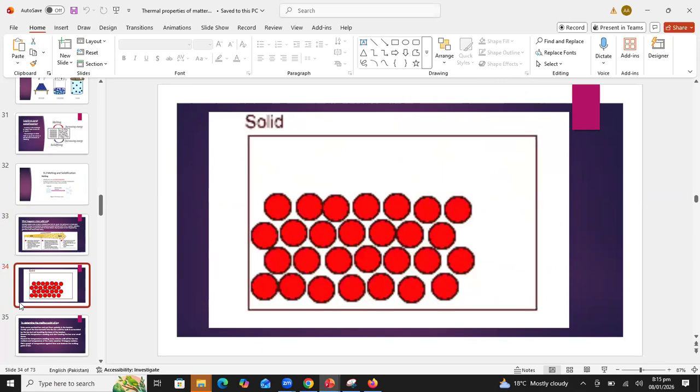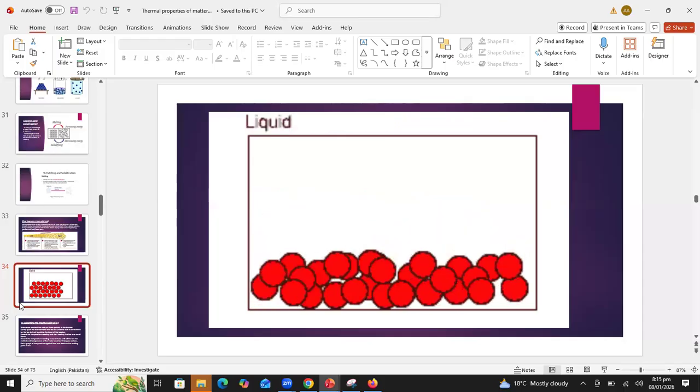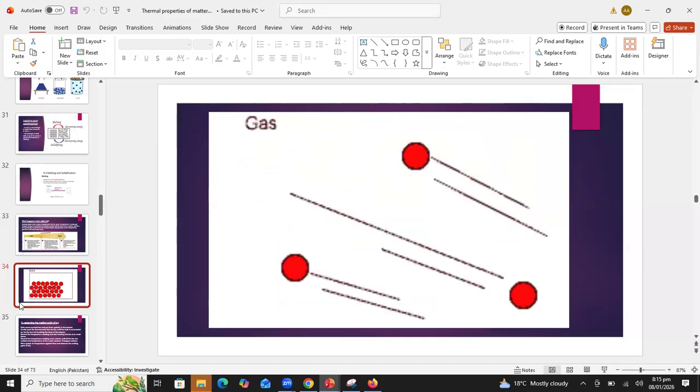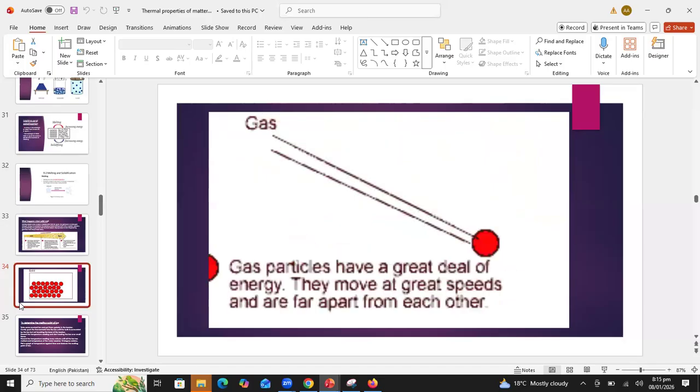You can see this animation again, beta. The solid atoms are absorbing heat energy. They will start to vibrate and will be converted into liquid. You can see as the solid is converting into the liquid, bonds are breaking. Bonds are breaking and the force of attraction becomes weaker.